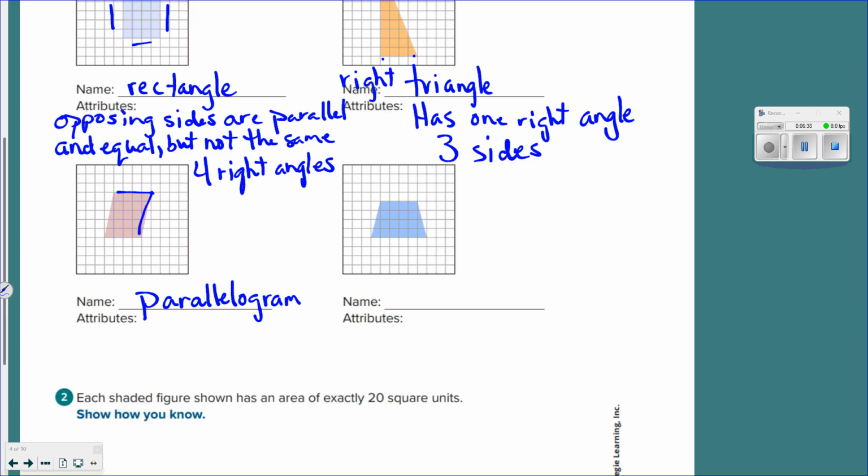Okay, so what else makes this a parallelogram? Good. Opposing sides are parallel. Something else about the opposing sides. What else do we know about the opposing sides? You hit the length.